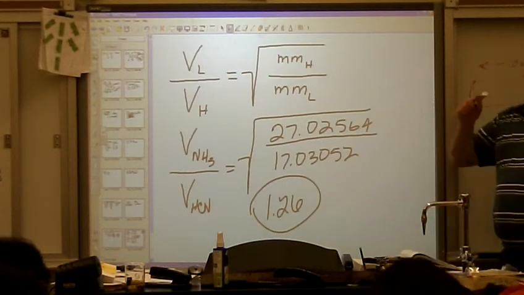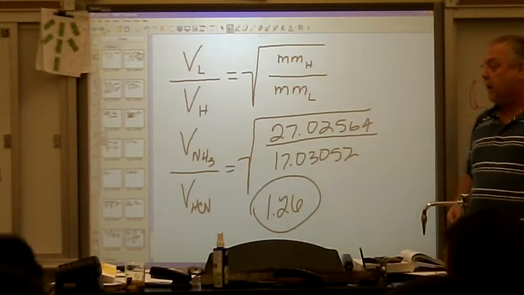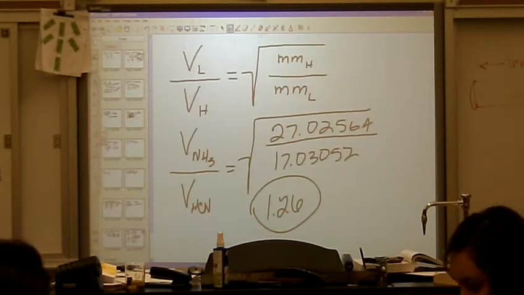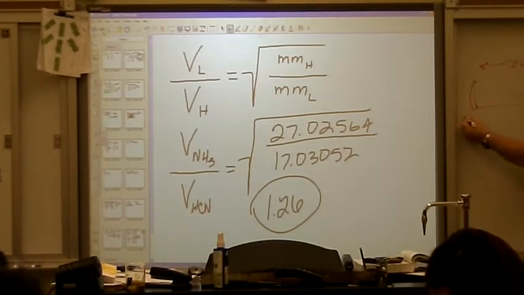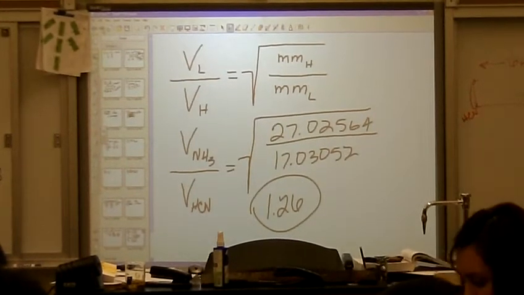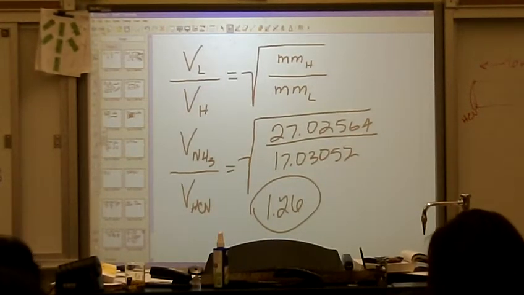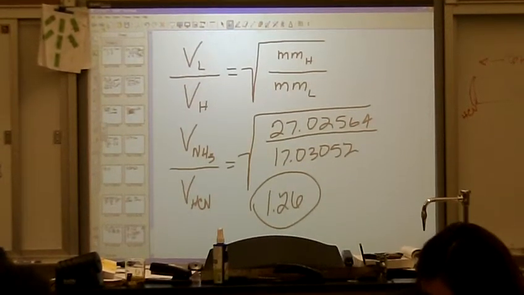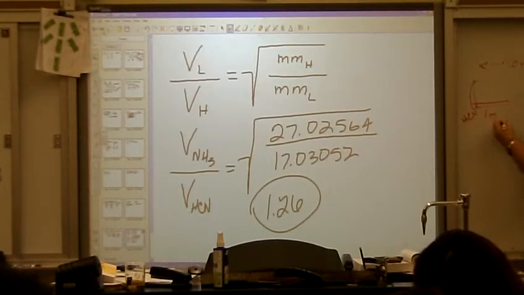There are a couple things you need to know here. If ammonia is traveling 1.26 times faster than hydrogen cyanide, it means the following: if I put ammonia, NH3, down here and hydrogen cyanide down at the other end, the distance ammonia will travel will be 1.26 meters in the same time it takes hydrogen cyanide to travel 1 meter.